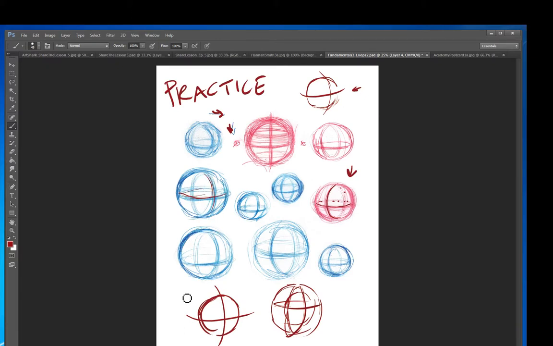Okay? You could do this with a pencil very, very easily. You could do it easier than what I'm doing right now. I'm drawing digitally, and I'm not quite getting the accuracy that I would like with a pencil and paper, but it still works out good.